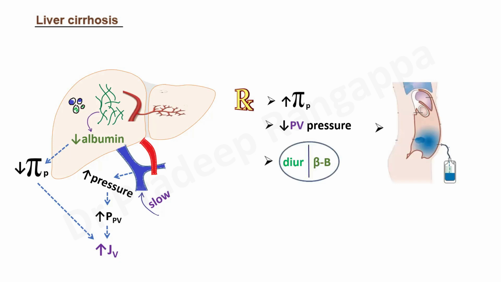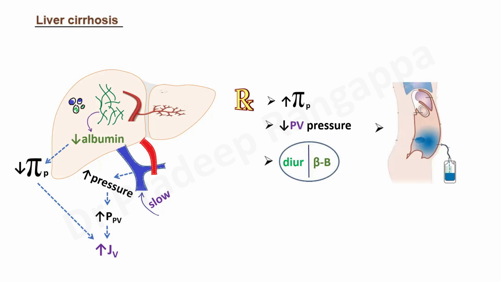And diuretics and beta blockers also are used. As you see here, the whole emphasis would be on how we tackle this reduction in the oncotic pressure. And to reduce portal vein pressure, you possibly would use beta blockers and diuretics.